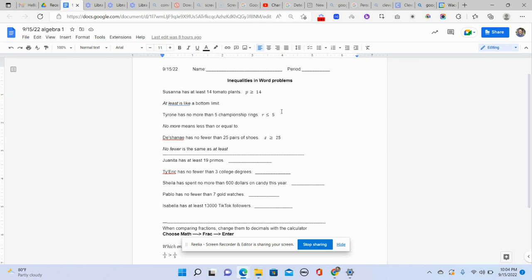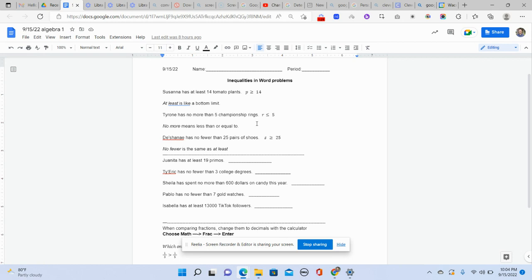Next, we have no more. Tyrone has no more than 5 championship rings. No more means less than or equal to. So I chose R for rings, but you could really choose any variable. And it must be less than or equal to 5 because we said no more. It can't be 6, but it could be 2 or 3. And it could actually be 5, but no more.